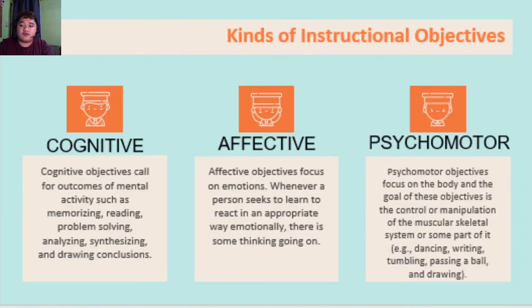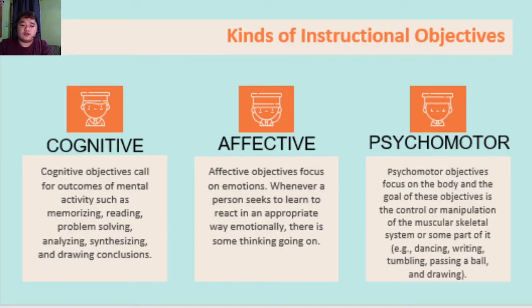Next is the kinds of instructional objectives. Instructional objectives are often classified according to the kind or level of learning that is required in order to reach them. There are numerous taxonomies of instructional objectives. The most common taxonomy was developed by Benjamin Bloom and his colleagues. The first level of the taxonomy divides objectives into three categories: cognitive, affective, and psychomotor.